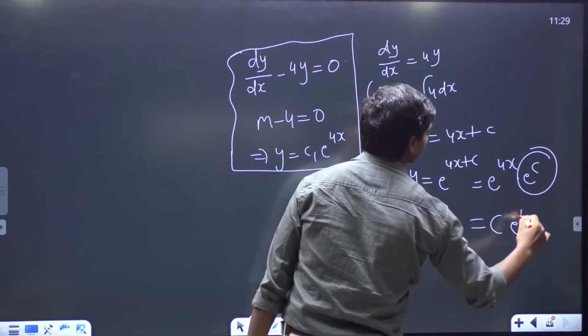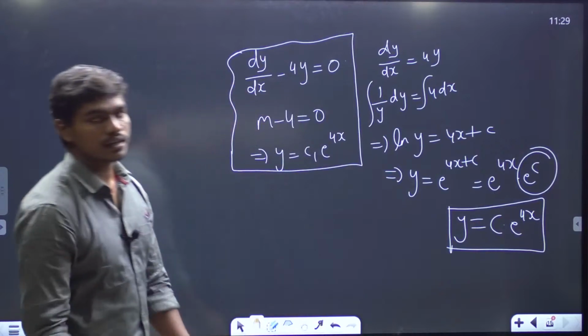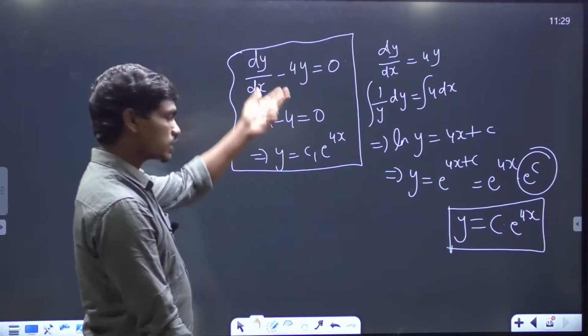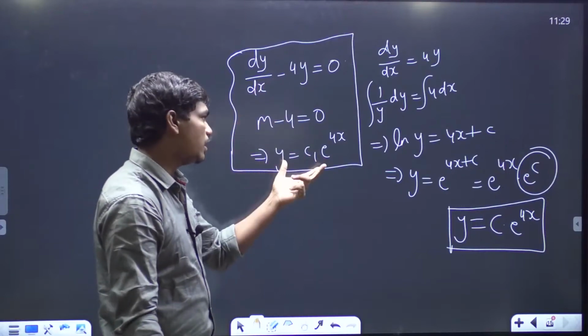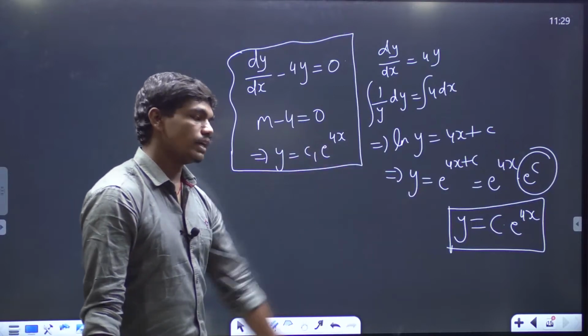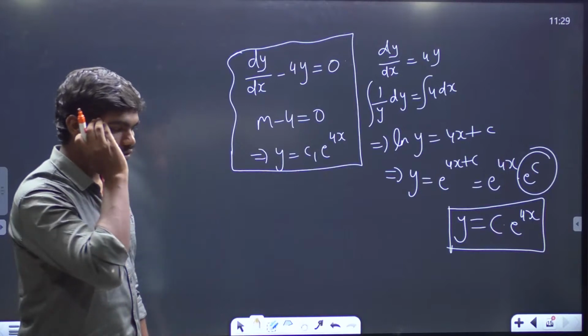So c into e power 4x. Okay, so if you solve the first order equation, this is what you will be getting. But using the theory for higher order differential equations, you can write the auxiliary equation even for single variable functions, and you can work out the solution. Y is equal to c1 into e power 4x is the same as y is equal to c into e power 4x. Okay, clear so far?